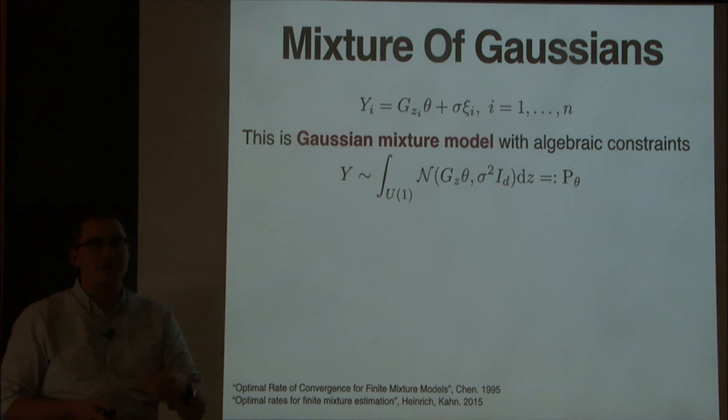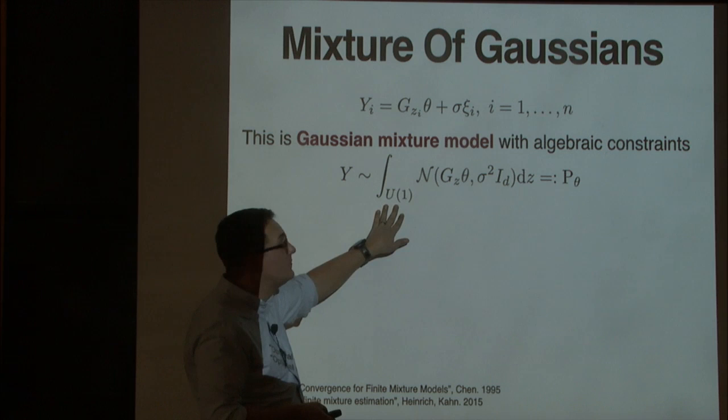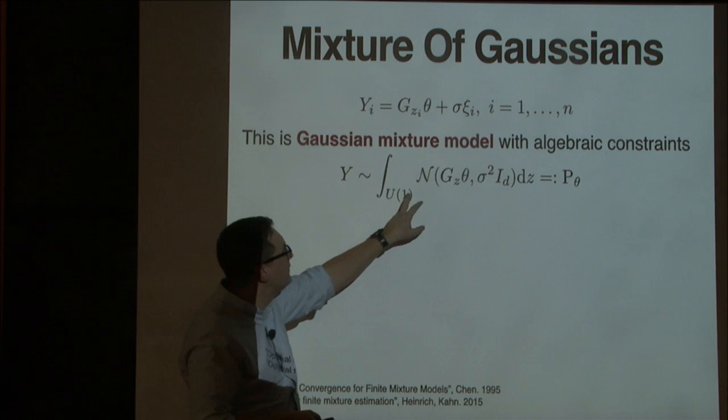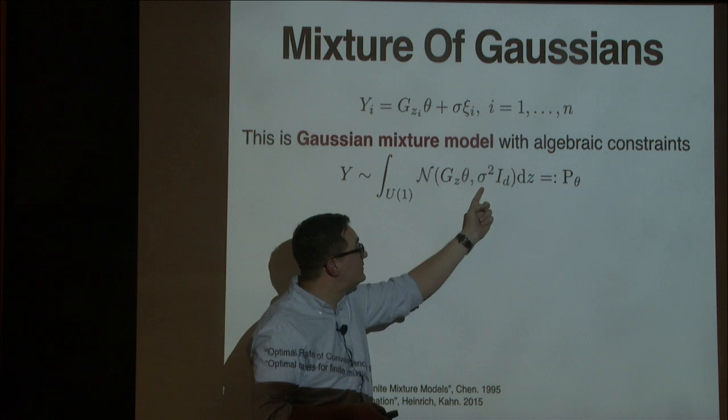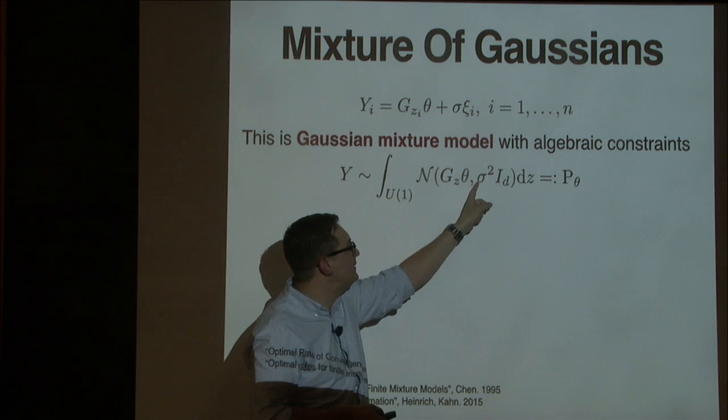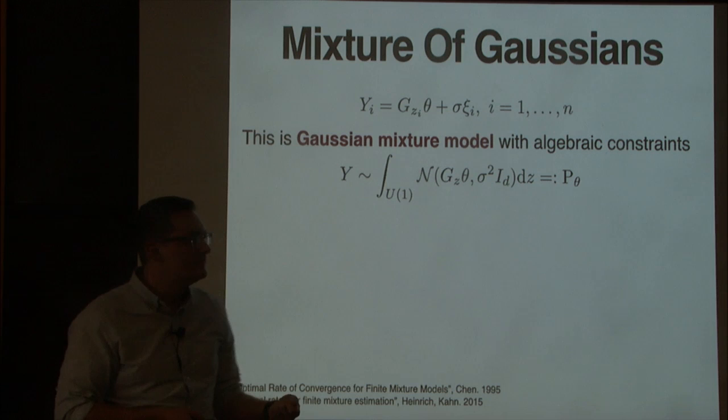Here, of course, it's not as simple. We have a continuum of Gaussians. If I look at y, this is a complete abuse of notation, but it's just the integral of the probability distributions of standard multivariate Gaussians, by standard I mean IID, with variance sigma squared, and mean, which is this g_z applied to theta. So I have this continuum, I have this entire thing, and the way I'm going to draw them is exactly how it's described here.